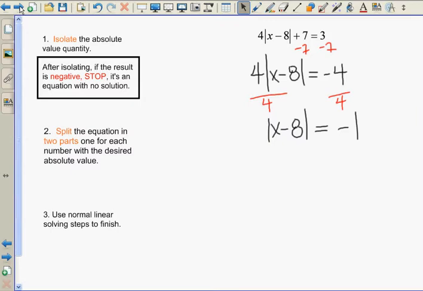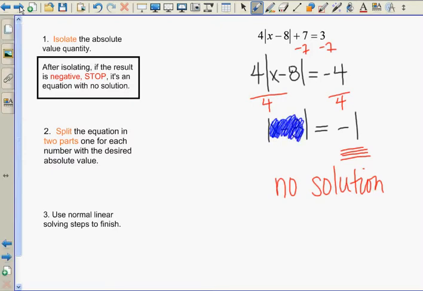Okay, so we've done step 1, we've isolated. Keep in mind that little blurb in the box up there that says, after isolating, if the result is negative, stop. It's equal to a negative, so let's talk about why. We would stop and say this equation has no solution. There is no number I can find for x that, when I plug it in, subtract 8 and take the absolute value, gives me -1. It's never going to happen. So let's talk about why.